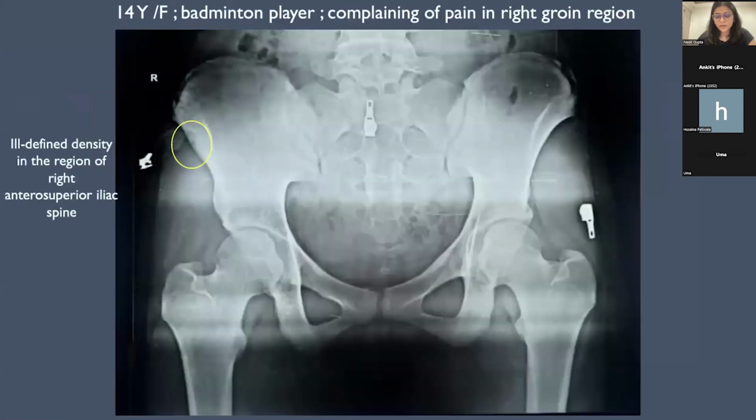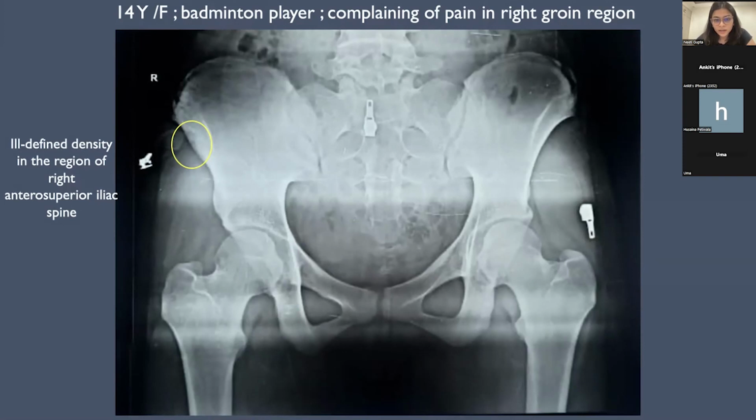All right, okay. So moving on directly to the case, it was a 14-year-old girl, a badminton player who came with complaints of pain in the right groin region. So the prescription paper just said right hip pain and an ultrasound of the right hip was advised. But when I asked her myself clinically, she pointed to the groin region and particularly to the region of the anterior superior iliac spine, the lateral aspect.